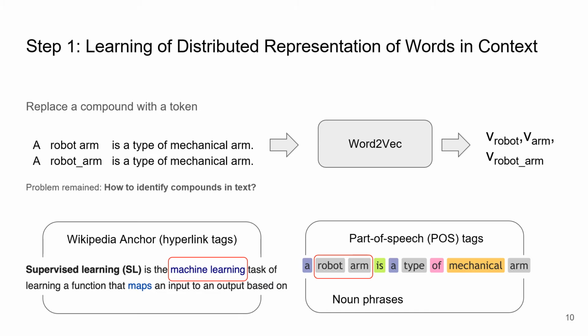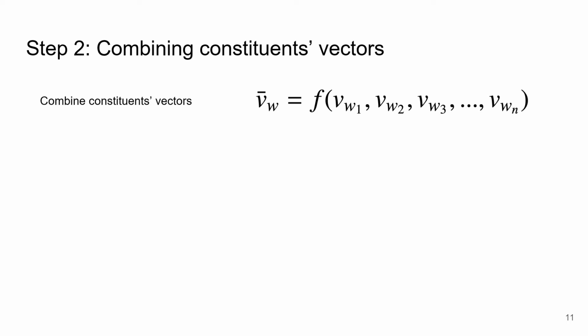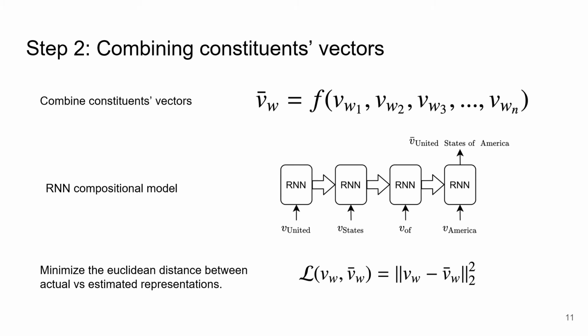Then the second step is to combine the representations. In this step, we want to combine the vector representations of each constituent W1, W2 to Wn in the compound. We do that by feeding the constituent vectors into a recurrent neural network and using the output of the last word as the representation of the whole compound. The RNN is trained by minimizing the Euclidean distance between the actual and the estimated representation of the compound.